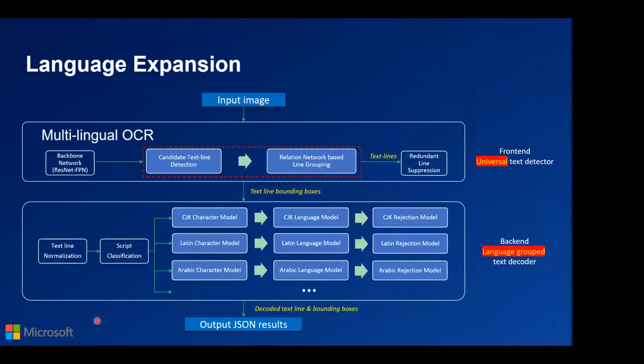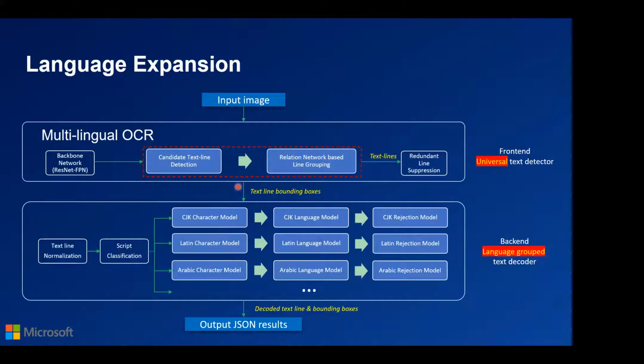Another challenge that we have is to expand the language coverage of the OCR engine. So take an input image. Today, we're able to basically run a universal text detector, which means it doesn't matter what kind of language you have, it's the same detector. One single model handles every language. And so that follows the text line detection and the relation network approach I mentioned earlier.